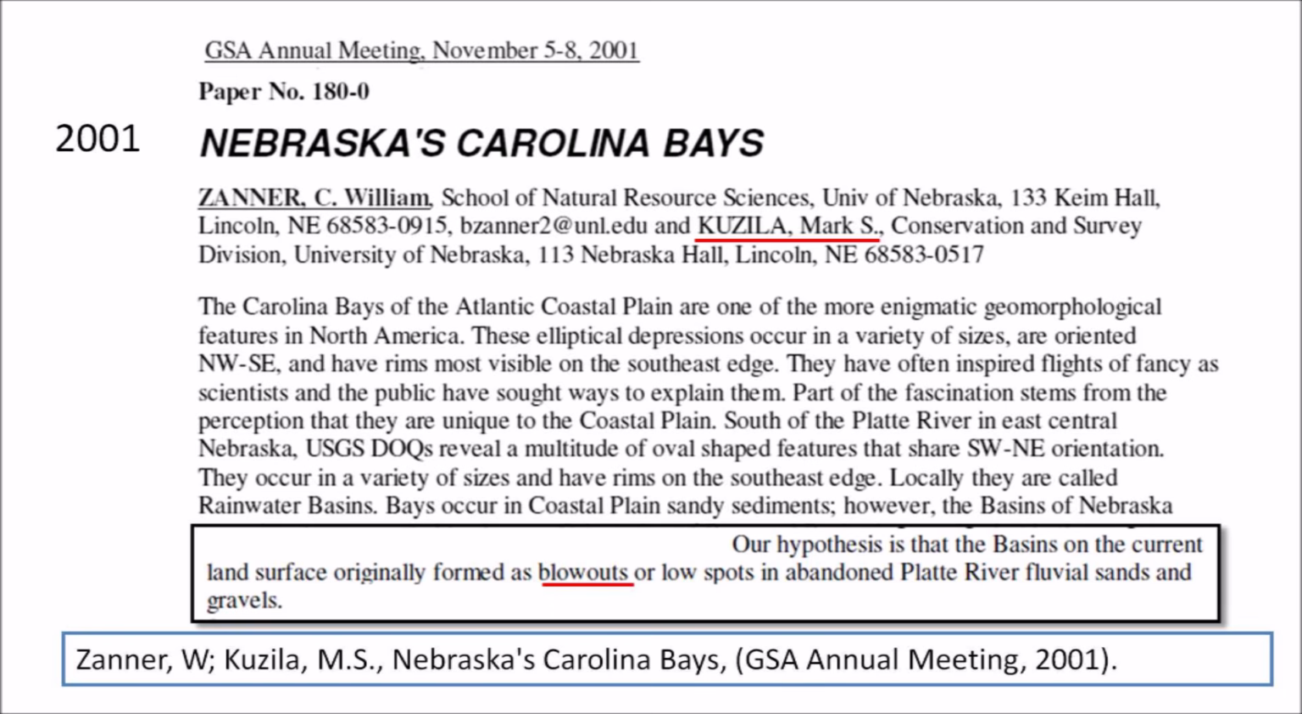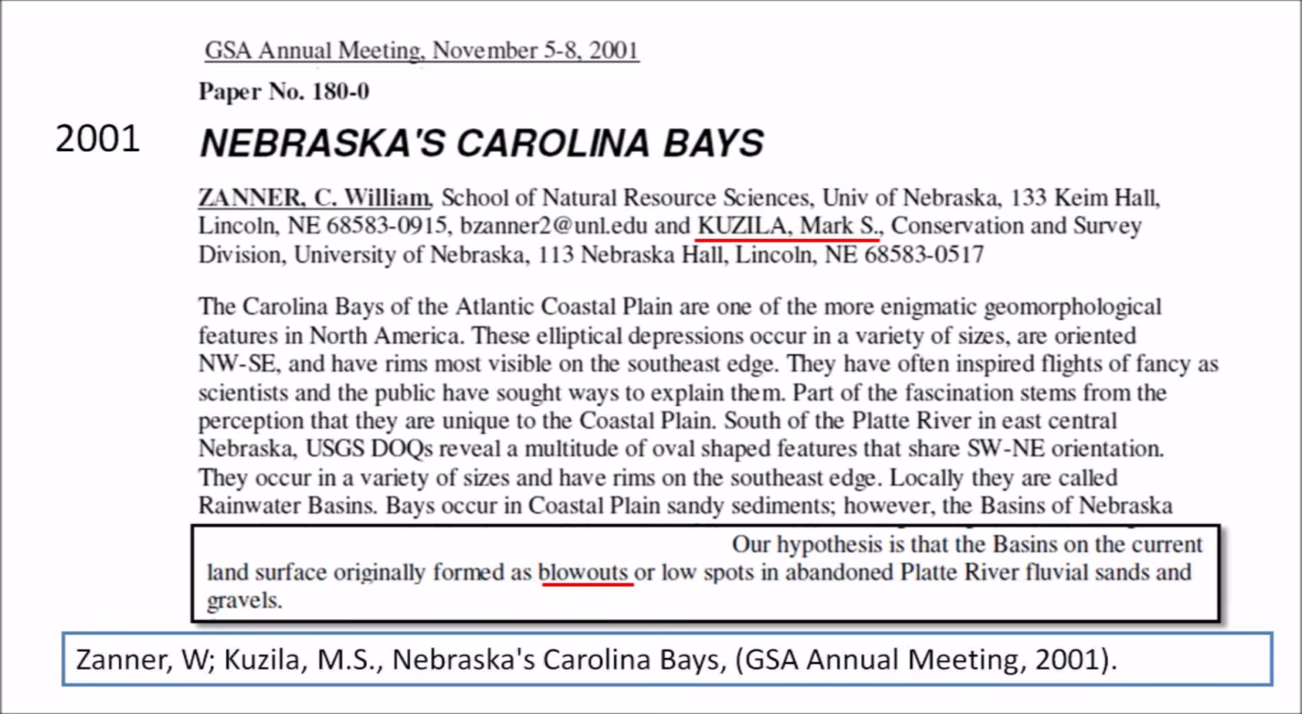The idea that the Nebraska basins were geologically related to the Carolina Bays was presented by William Zanner and Mark Kusila at the GSA annual meeting in November of 2001. This presentation preceded by at least 5 years the publication of the Younger Dryas impact hypothesis, which involved an extraterrestrial impact.